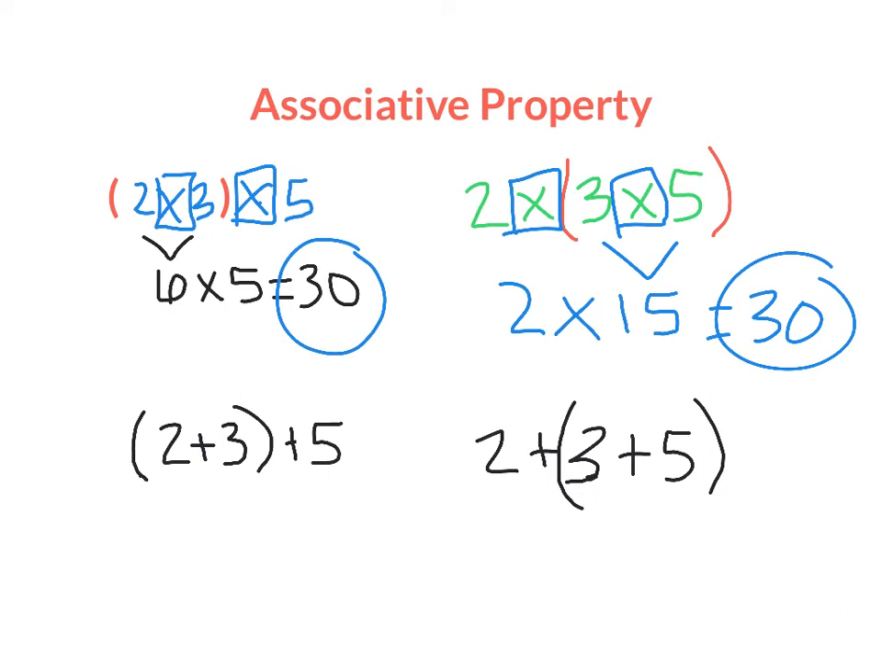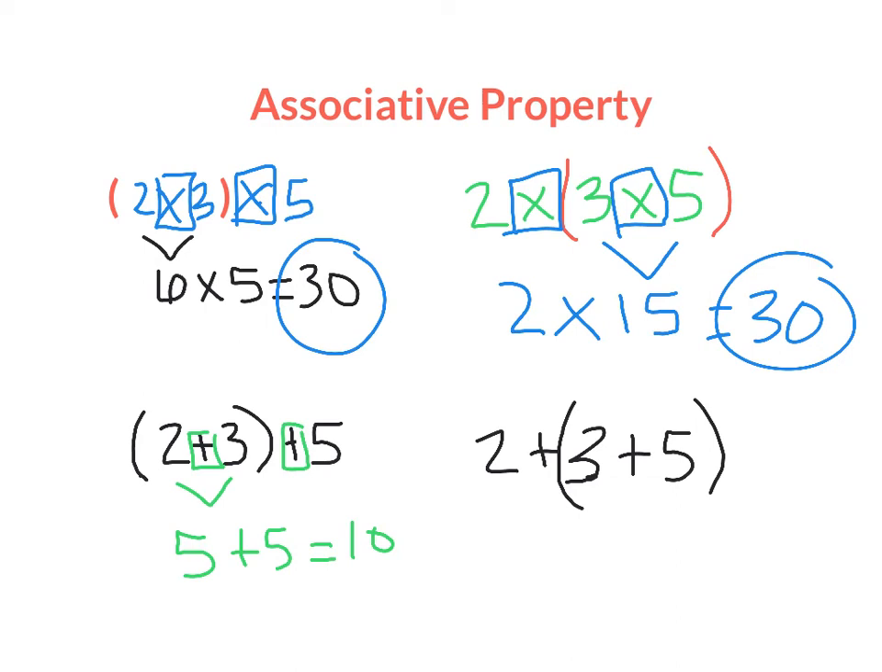The same thing works for addition. If all of your symbols are addition, you can switch the parentheses around and you will still come up with the same answer. Let's prove this. 2 plus 3 is 5, and then 5 plus 5 will get us 10.